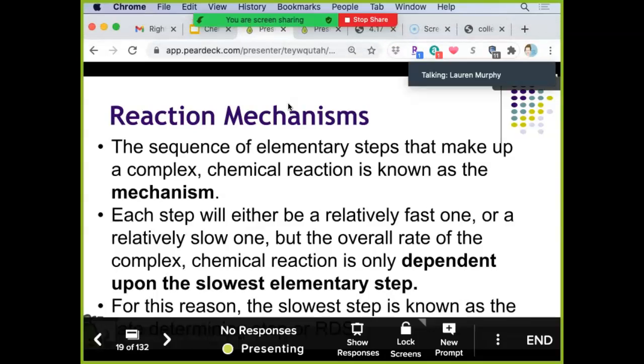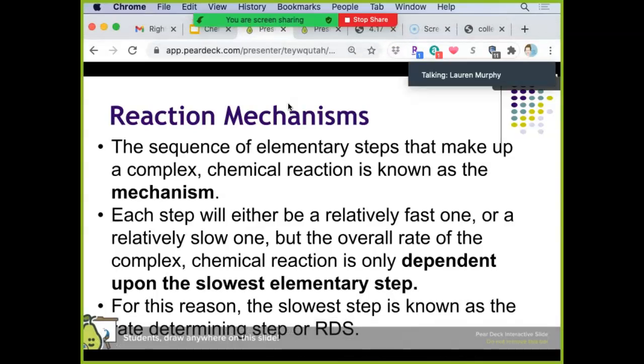Okay, so how does a reaction proceed? They're called reaction mechanisms, and reaction mechanisms are just a step-by-step process that shows you the way a reactant gets to a product. You're only as fast as your slowest step.